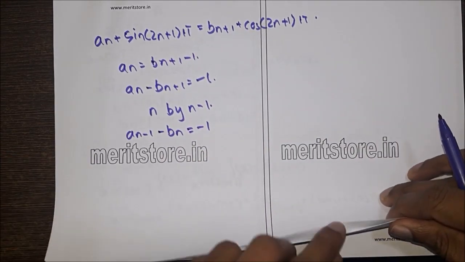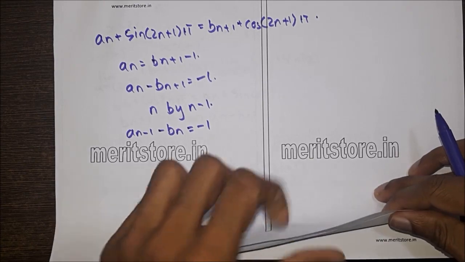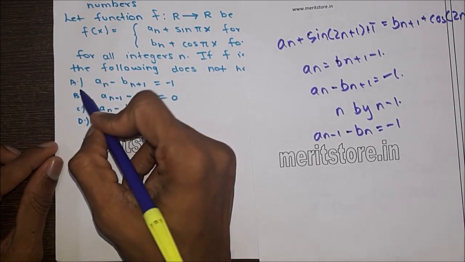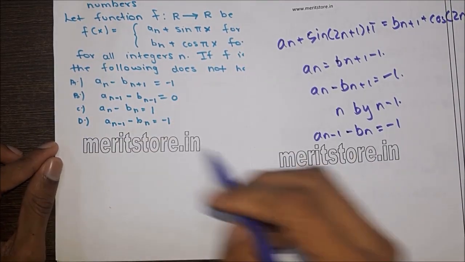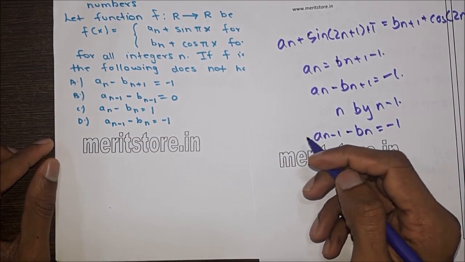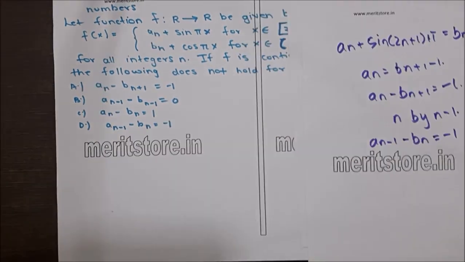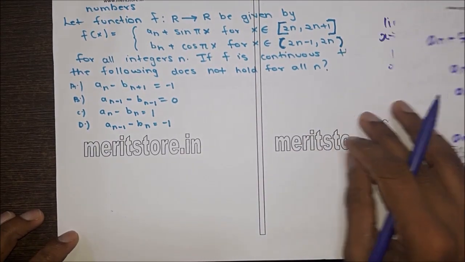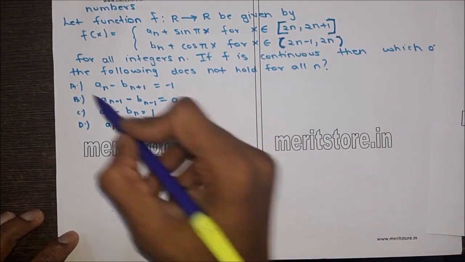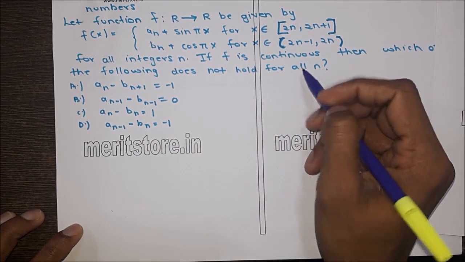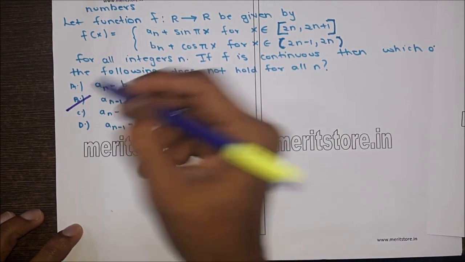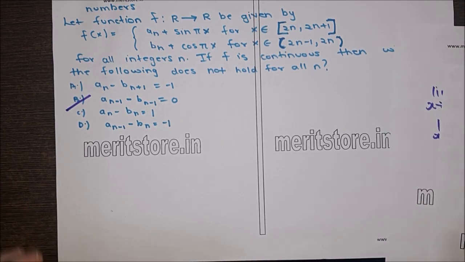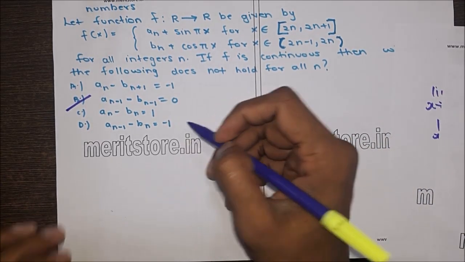So if we see, options A and D are correct for this. So hence the option D does not hold. So we get A, C and D as correct. The question was, which of the following does not hold for all n? So we say that option B does not hold. So therefore option B is the correct answer.